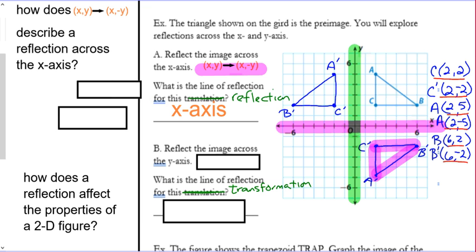I'll go ahead and write my ordered pairs again. So we already know A is (2, 5). Well, let's make this 2 lines. I'm going to say this is a double prime, so we know which one we're talking about. Okay, so now when I look at A, its ordered pair is (-2, 5).